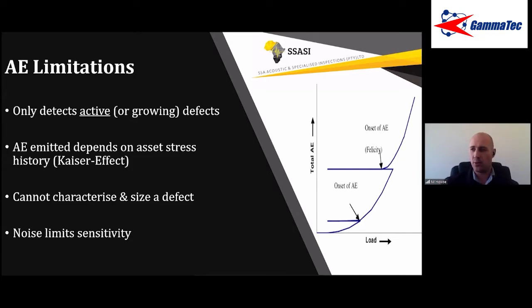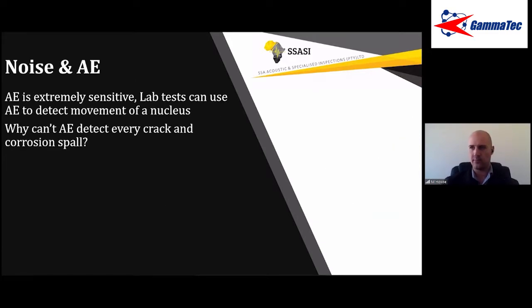And we head on to noise sensitivity now. Acoustic Emission is extremely sensitive. Almost everything makes a noise. We can detect the movement of a nucleus, for example. Now, the main limiting factor in industry is actually the noise. In the lab, we can do great things. In the field, we obviously are a bit limited.